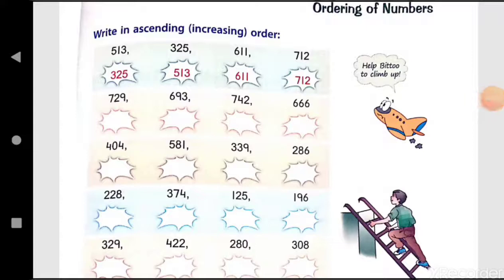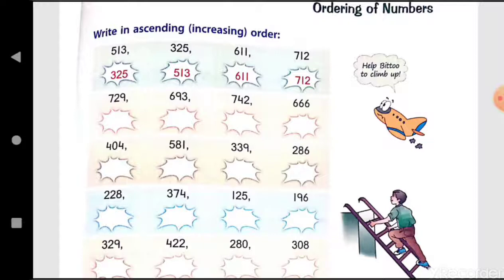Good morning, students. In continuation with lesson number 1, today we will do ordering of numbers. Ordering of number means arranging the numbers either in ascending order or descending order. Ascending order means increasing order. That means writing the numbers from smaller to greater.